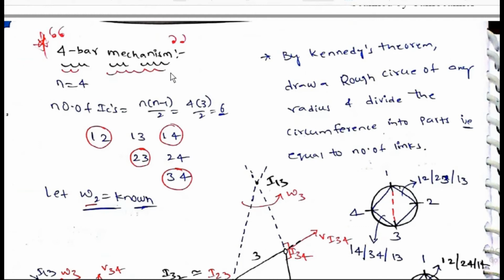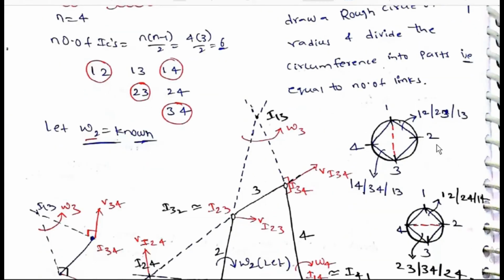4-bar mechanism. n is equal to 4. Number of I-centers is equal to n into n minus 1 by 2, which is 4 into 3 by 2, equal to 6: 12, 13, 14, 23, 24, 34. Let omega 2 be known. By Kennedy's theorem, draw a rough circle of any radius and divide the circumference into parts equal to the number of links.